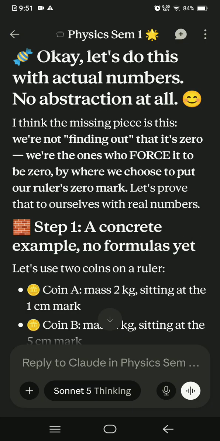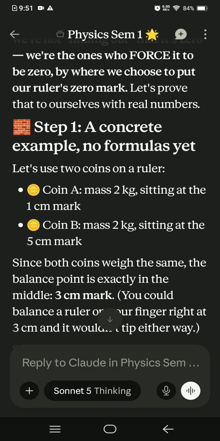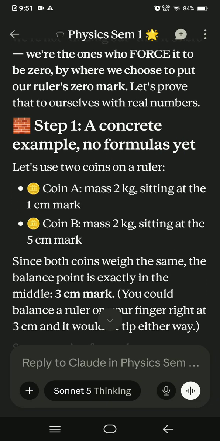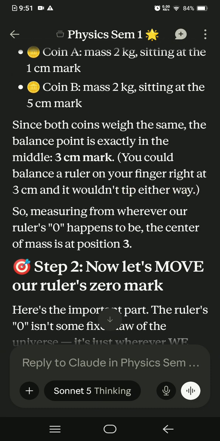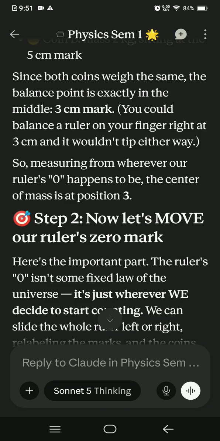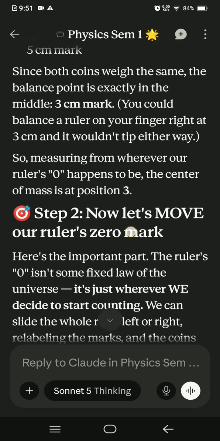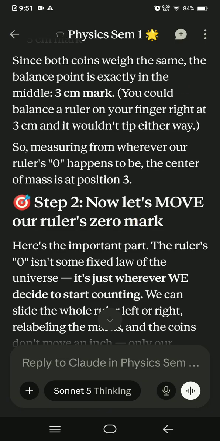Okay, so now this is a good explanation for that. A concrete example, no formulas yet. Let's use two coins on a ruler. Coin A is mass 2 kg sitting at the 1 centimeter mark, and coin B, mass 2 kg, sitting at the 5 centimeter mark. Since both coins weigh the same, the balance point is exactly in the middle, the 3 centimeter mark. You could balance a ruler on your finger right at 3 centimeters and it wouldn't tip either way. So measuring from wherever our ruler's 0 happens to be, the center of mass is at point 3.